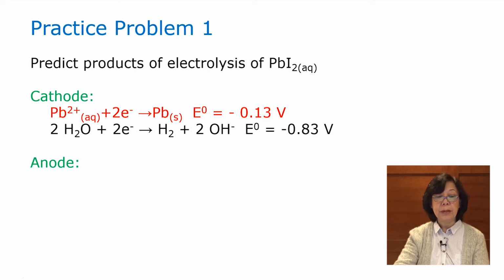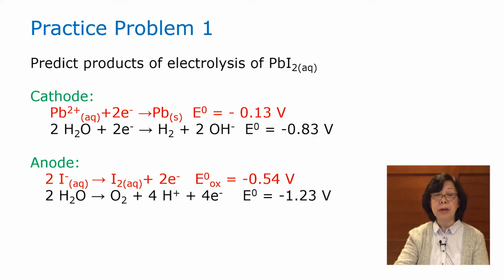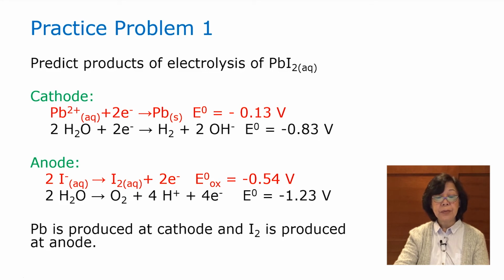reduced. At the anode, again, we have two competitive half reactions, the oxidation of iodide to become iodine and the oxidation of water to become oxygen. Note that the oxidation potential for the iodine is a smaller negative than that of water, negative 0.54 volts. Therefore, lead will be produced at the cathode and iodine will be produced at the anode.